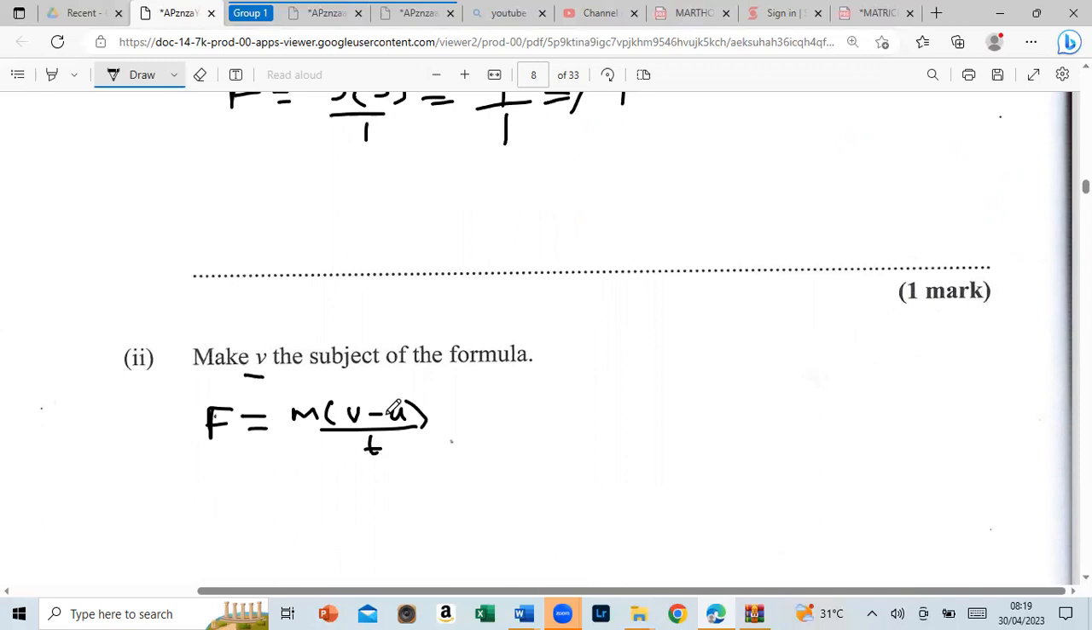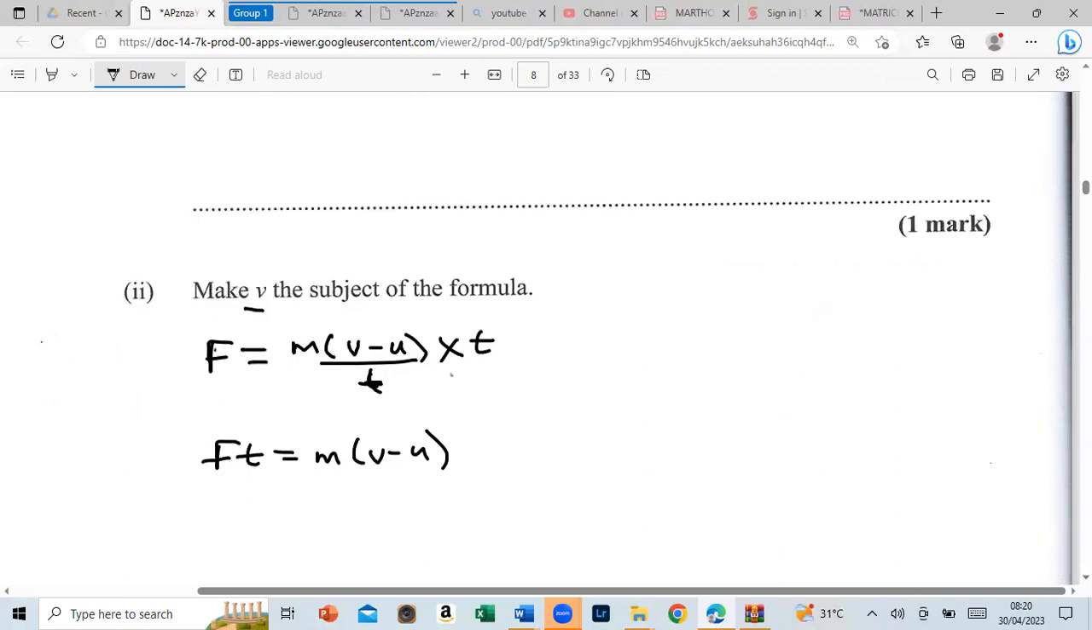All right, so first I would get rid of this T, because you know you want to get rid of the fraction, right? So I'm going to multiply both sides by T. So this is going to come FT, and this is equal to M bracket V minus U. Now I want V, so I'm going to expand and see where it takes me, because we don't want the bracket in it.